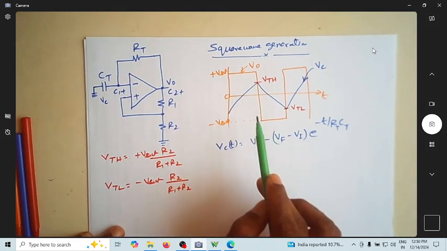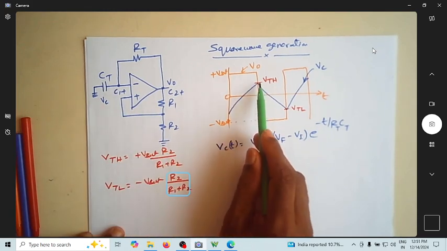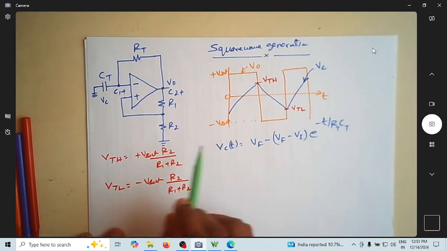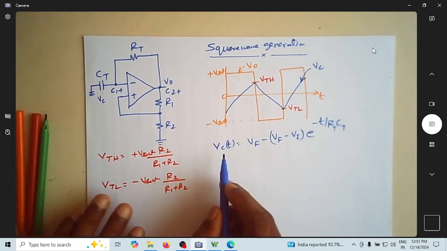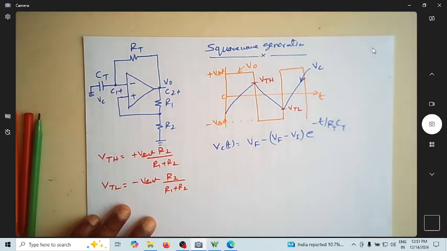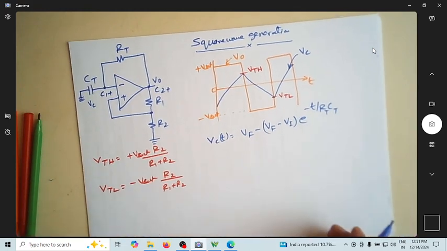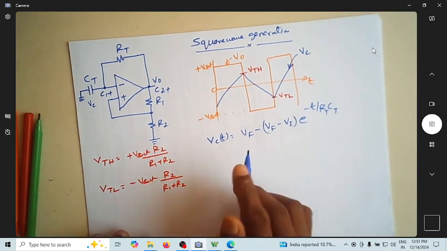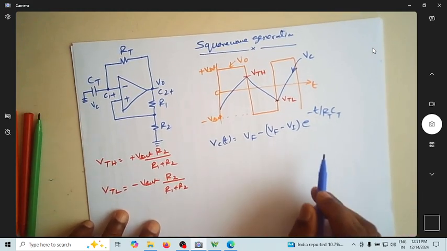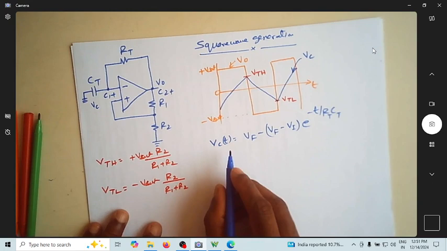This is plus Vsat, minus Vsat, and the timing capacitor voltage swings between VTH and VTL. We know that the capacitor voltage is given by this equation: V final minus V initial, e power minus t by RTCT. We already know some equations for T on and T off. So let us try to realize one more generalized expression for T on and T off, and see how we can easily find the theoretical values of T on and T off.